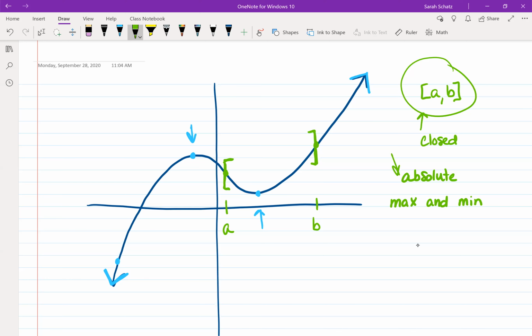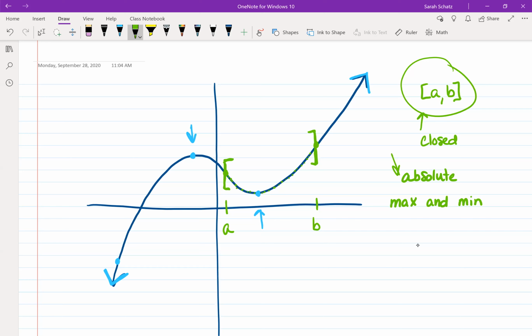Now, let's talk about what we're looking for. Like I said, if it says, hey, can you find the absolute max on this interval? Isn't that just over all these points from a to b, which one is the highest? That's what we are asking. And the absolute min out of all these points, and there are an infinite number of points between a and b, right? Because it's continuous. I just want to know which one's the lowest.